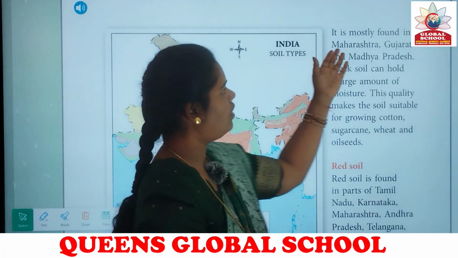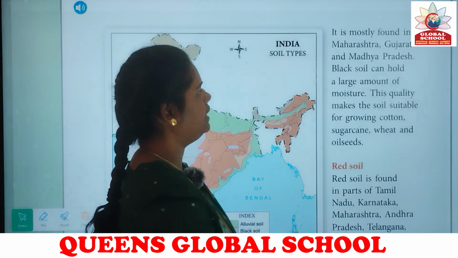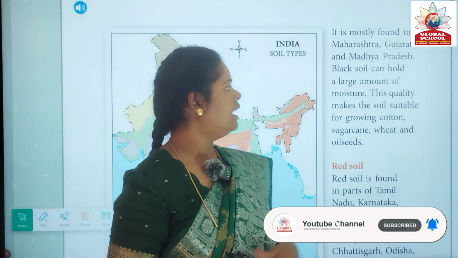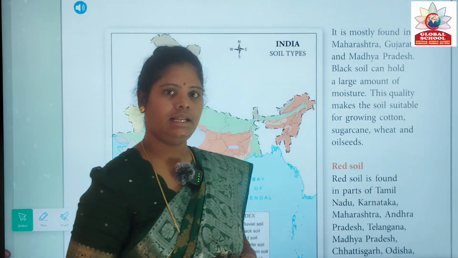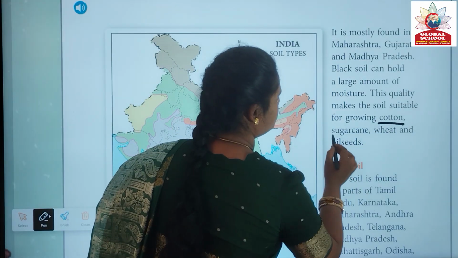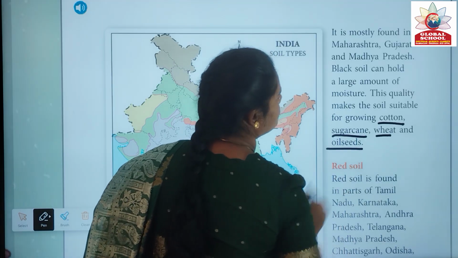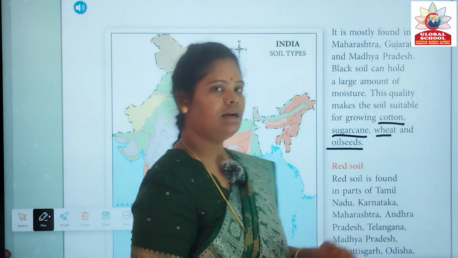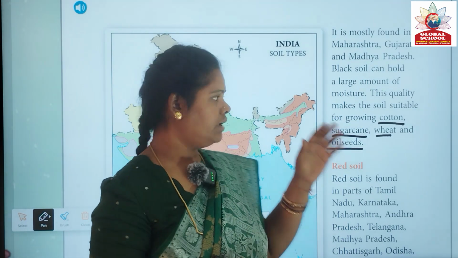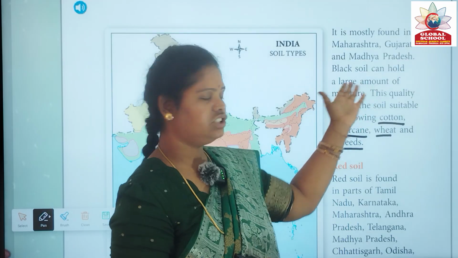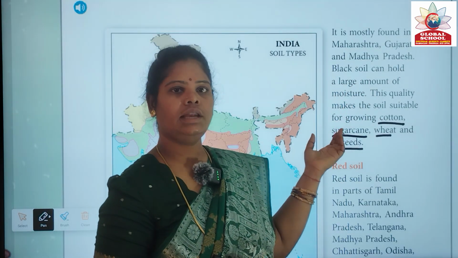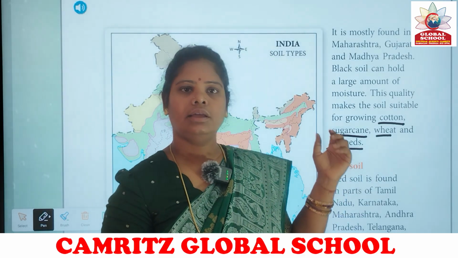It is mostly found in Maharashtra, Gujarat, Madhya Pradesh. Black soil can hold a large amount of moisture, it is good quality and more fertile soil, and it is suitable for growing cotton, sugarcane, wheat and oil seeds, because cotton requires more moisture in the soil and a more fertile soil. So the black soil has more moisture in it and is very fertile. That's why cotton, wheat, sugarcane and oil seeds are suitable for growing in the black soil.